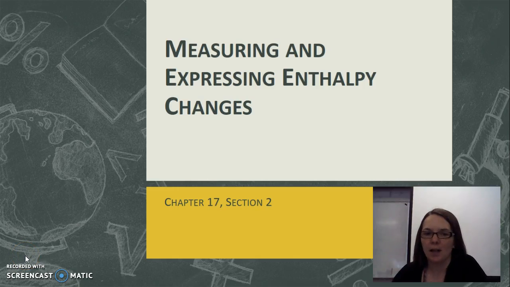Hi everybody, we're looking at chapter 17, section 2 this time. We're going to be talking about measuring and expressing enthalpy. We had enthalpy as a previous vocabulary word. Remember, enthalpy is simply another way of basically saying heat. I don't know why they decided to use so many different words, but enthalpy simply means heat.